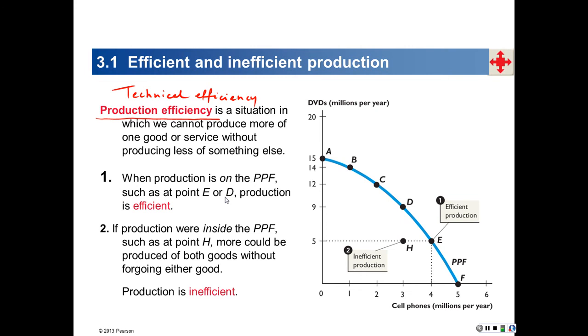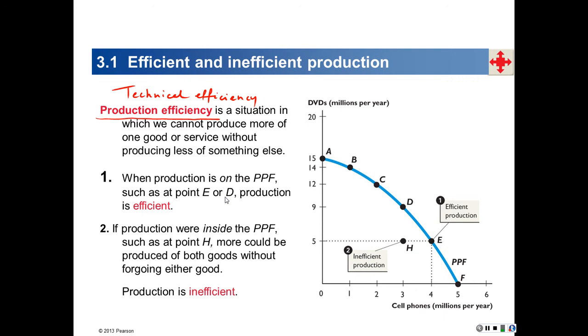What do I mean by no slack in our system? No one, in other words, is idle. No resources are idle. If everyone's working to their maximum capacity, producing either DVDs or cell phones, the only way that you can make more cell phones is by pulling workers out of DVD production. This will naturally result in a lower quantity of DVD production. That's the meaning of production efficiency. So we have production efficiency when the only way you can make more of one good is by giving up quantities of another good.